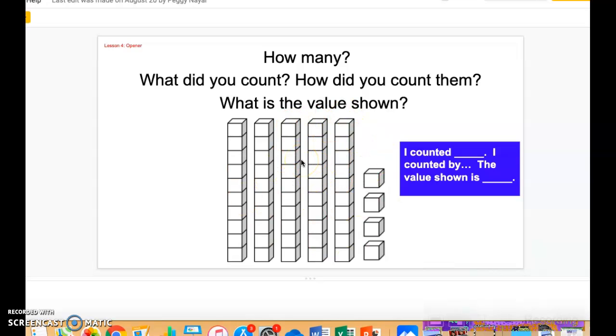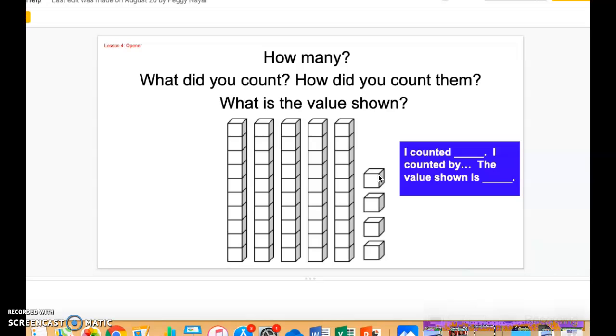And remember, you can always pause the video. How many are there? What did you count? How did you count them? What is the value shown? Did you count by tens? Did you go 10, 20, 30, 40, 50, 51, 52, 53, 54?